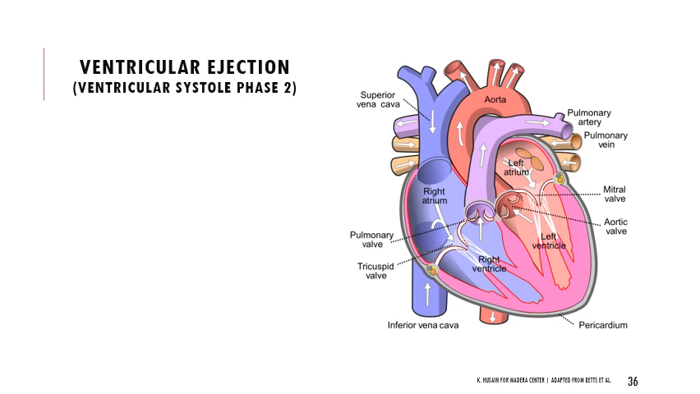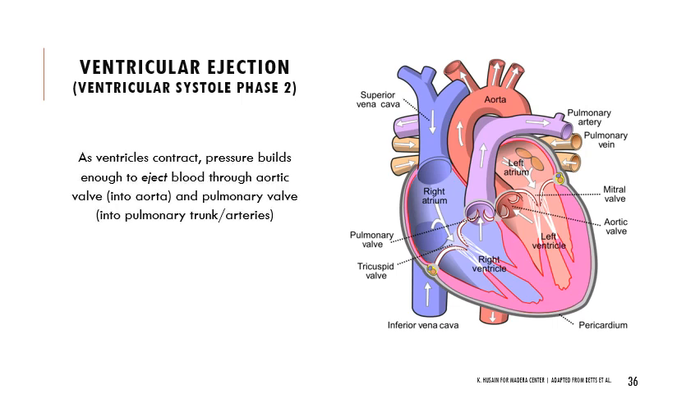Then you have the second phase, which is ventricular ejection. The blood is actually going to be able to leave the ventricles at this point. So the ventricles are going to keep contracting. Volume's constant, ventricles are contracting, pressure is building, and so finally at this point you have enough of a pressure gradient to eject that blood through the aortic valve into the aorta and also the pulmonary valve. The blood from the left ventricle is going into the aorta, and blood from the right ventricle is going through the pulmonary valve into the pulmonary trunk.